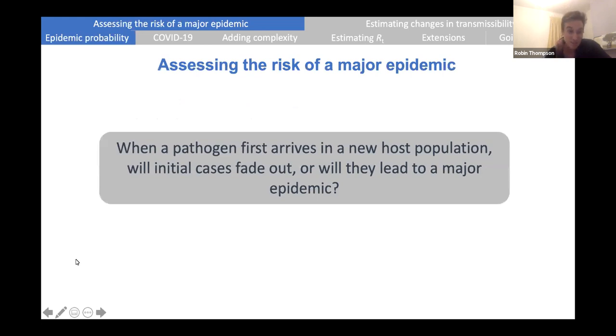So to start, the very initial phase of an epidemic: can we assess the risk that initial cases of disease will go on and generate a major epidemic with large numbers of cases? The question is, when a pathogen first arrives in a host population, will the initial cases fade out or will they lead on to a major epidemic?